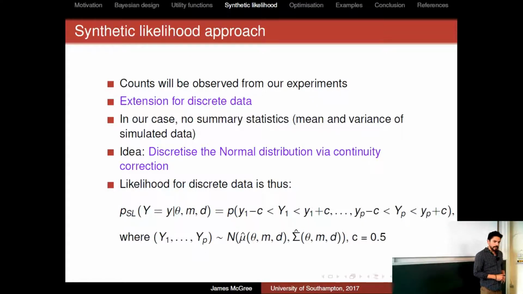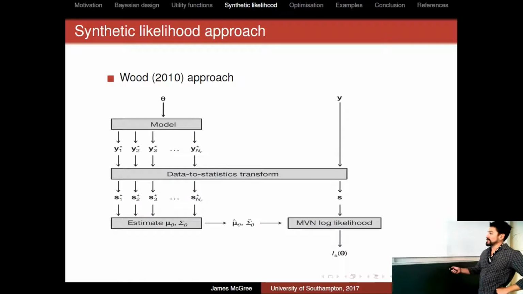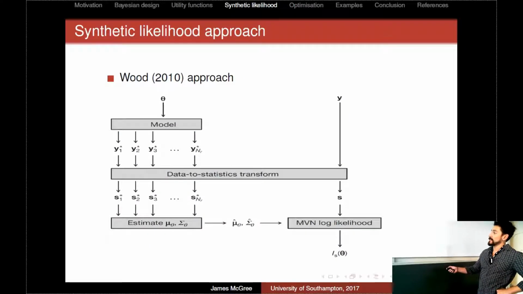In our case, we have count data, and we don't have many counts. In the examples that we'll consider, we'll have experiments where we'll observe 1, 2, 3, and 4 data points. So there's no real need for summary statistics. If we go back one, we don't need this step. And so we just evaluate the mean and variance covariance matrix of our data sets.